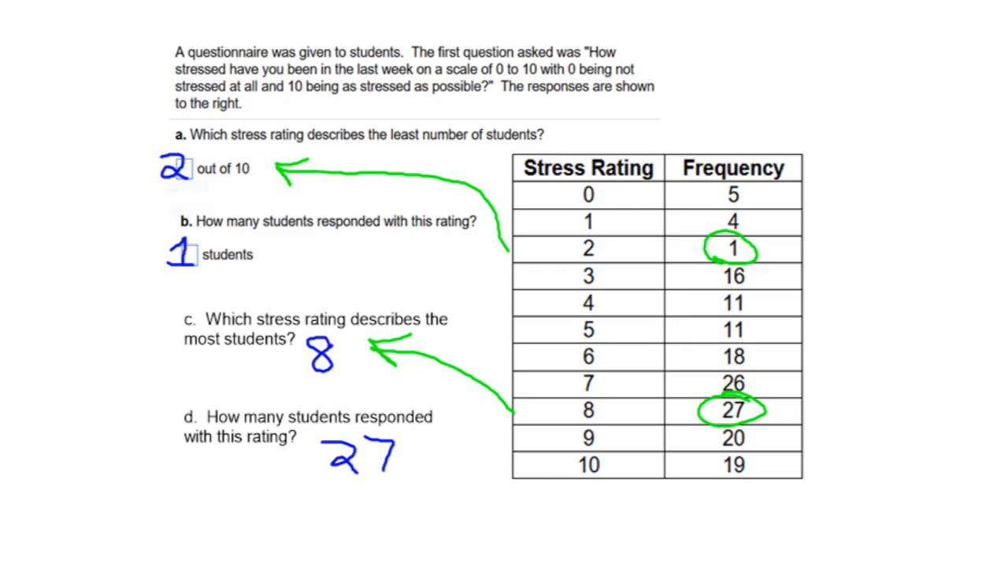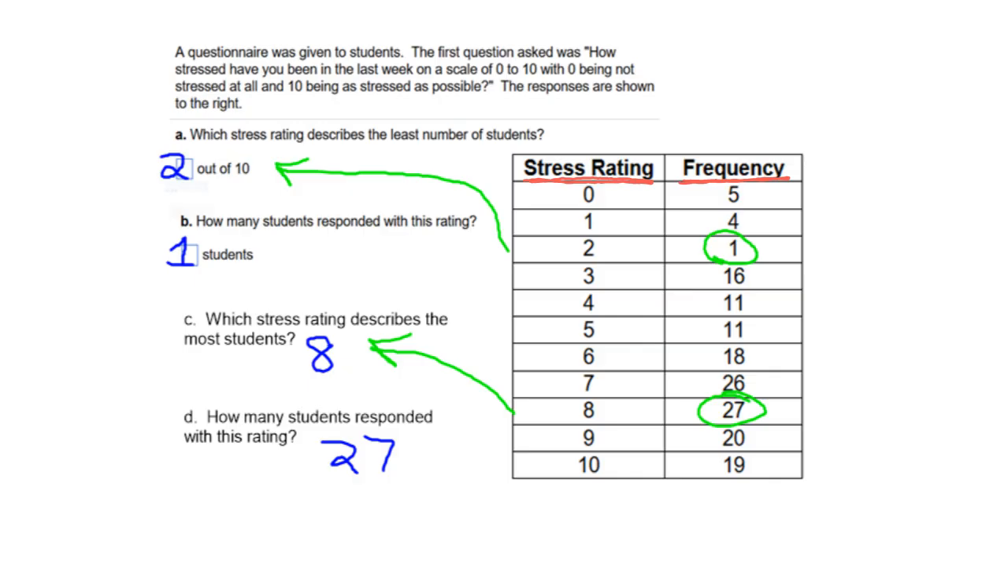A questionnaire was given to students. The first question asked was, how stressed have you been in the last week on a scale of 0 to 10? With 0 being not stressed at all and 10 being as stressed as possible. The responses are shown to the right. So we have our first column, which gives us our stress rating, 0 through 10. And then we have the frequency, the number of people that responded with that specific rating.